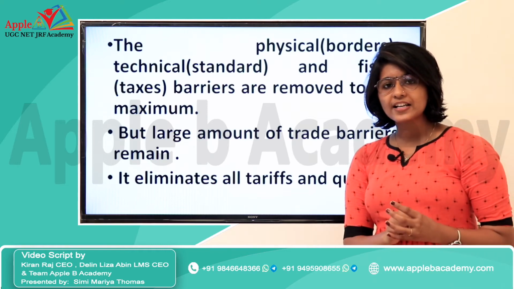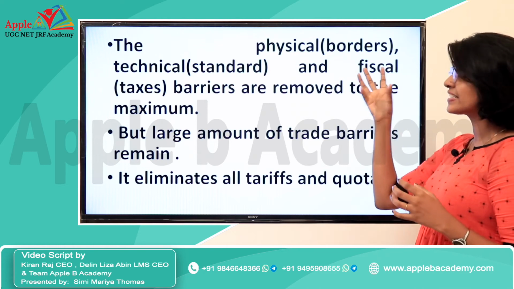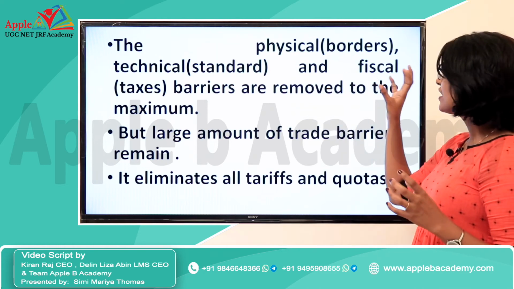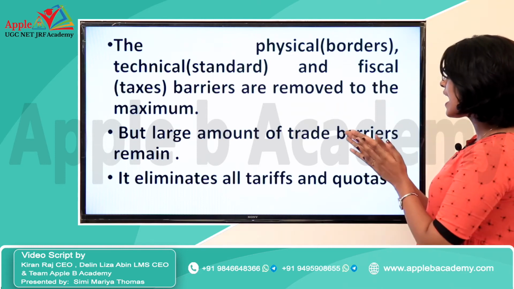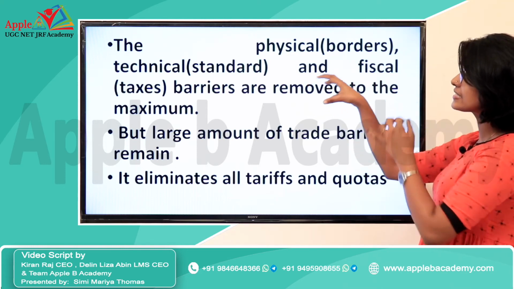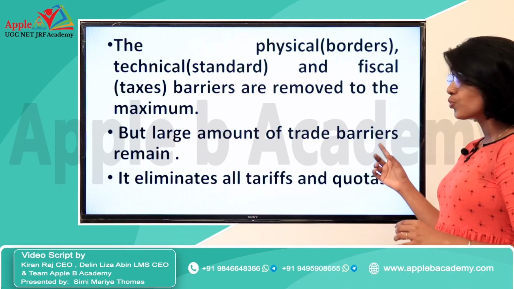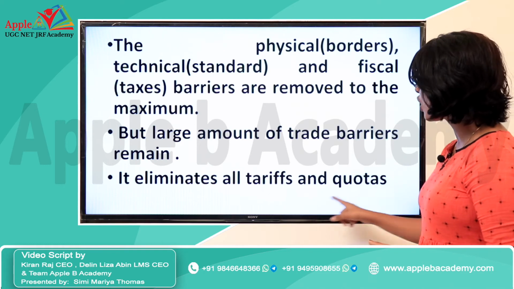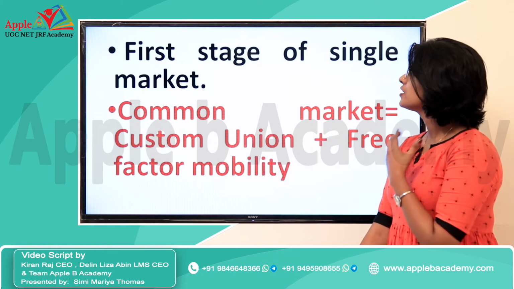Okay, so in a common market, all kinds of physical borders, the technical aspect, the standards aspect, and the fiscal aspect like taxes, will all be removed to the maximum. But even if these things are removed, a large amount of trade barriers still exist. When the common market is considered, it removes all kinds of tariffs and quotas, and it is also the first stage of a single market.